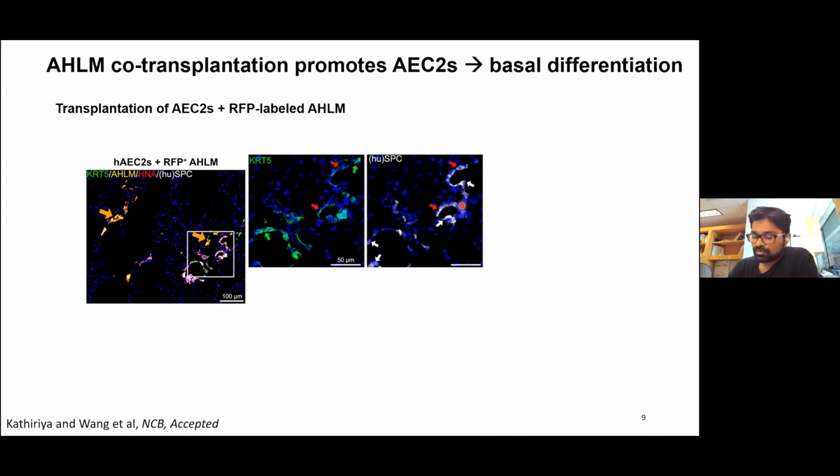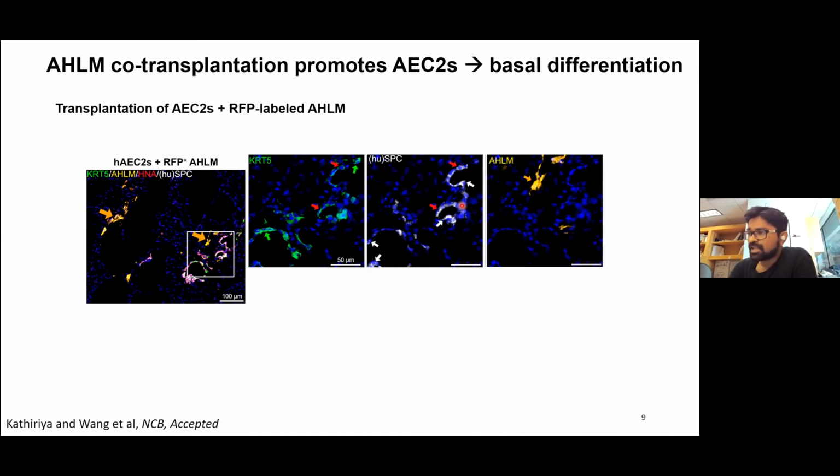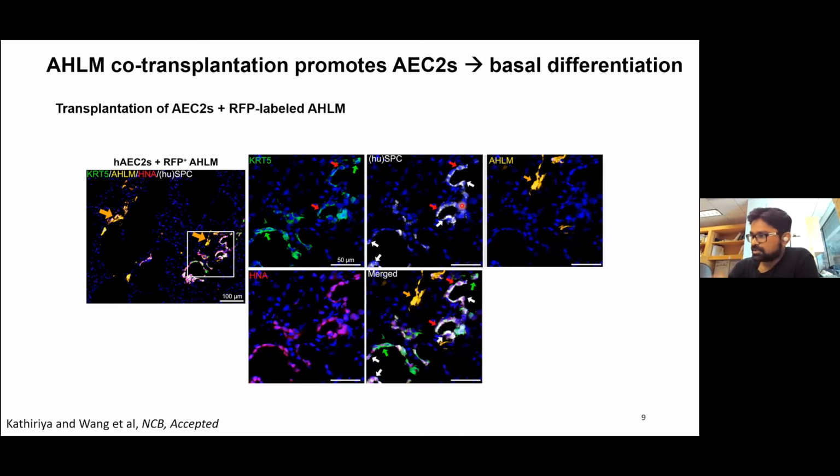And what we found was that in these regions where there was an active differentiation going from an SPC positive cell that was engrafted into a basal cell, this AHLM were right next to them. This is just an HNA staining and a merge image, which really suggested to us that at least during the active regeneration, differentiation of type 2 cells into basal cells in an injured fibrotic host, AHLM by their anatomical or geographical proximity might be playing a role. We don't really know what that role is just yet.